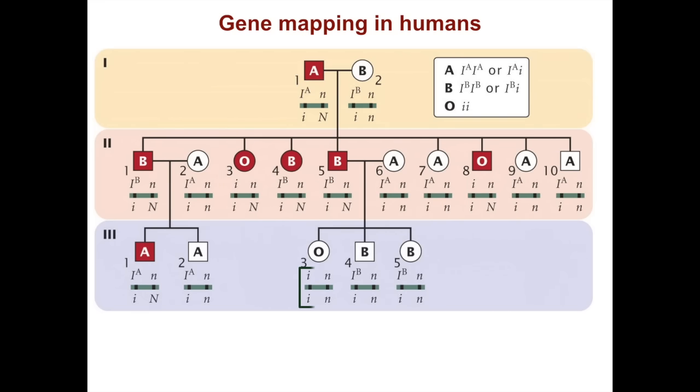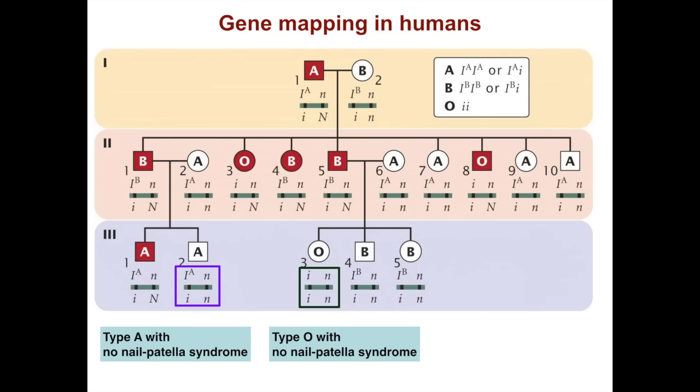In generation 3, we get a child with a type O that has no nail patella syndrome and a type A with no nail patella syndrome. These outcomes are the results from crossover events, because if you look at the parents of both of these in generation 2, you can see that the affected father, in that case, he had that linked to the O allele, which is represented by the small i. The linkage had to be disrupted, and that's an example of recombination.